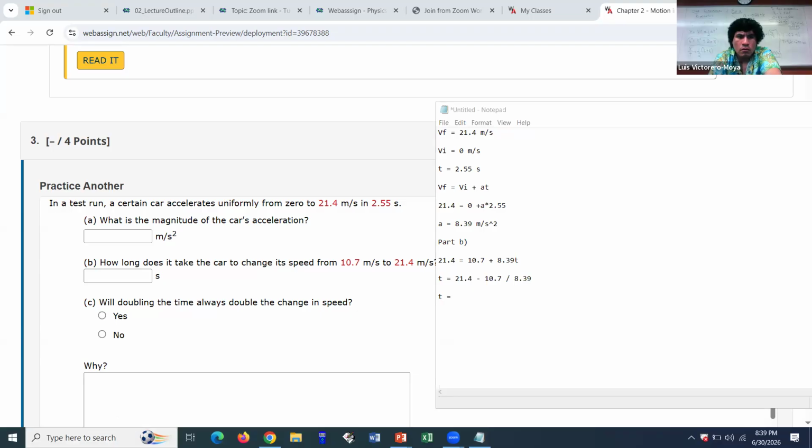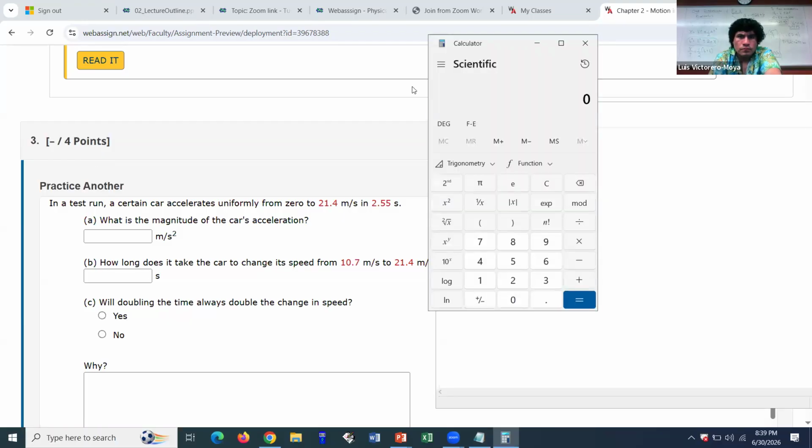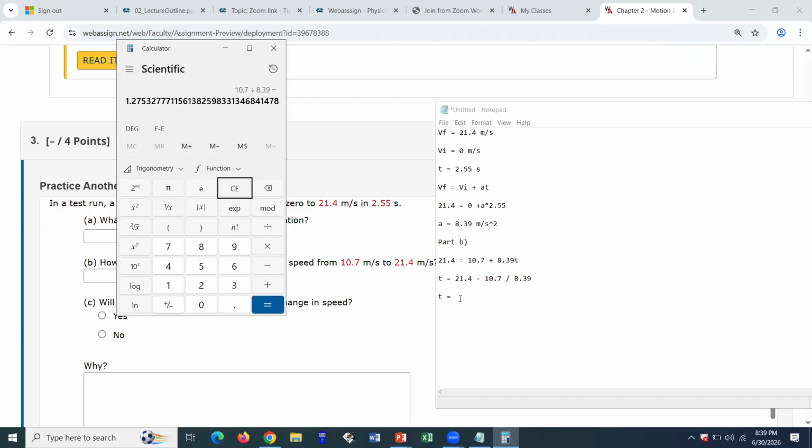Let's see. So 21.4 minus 10.7. Okay, divide by 8.39. Is that what you got, 1.28? Oh yeah, that's right. I just plugged in the wrong number for one of them, but yeah, sorry. I mixed up the time and the acceleration, but yeah, that's right.